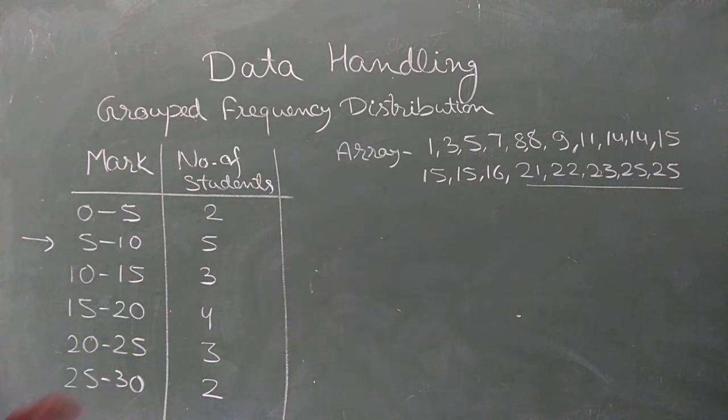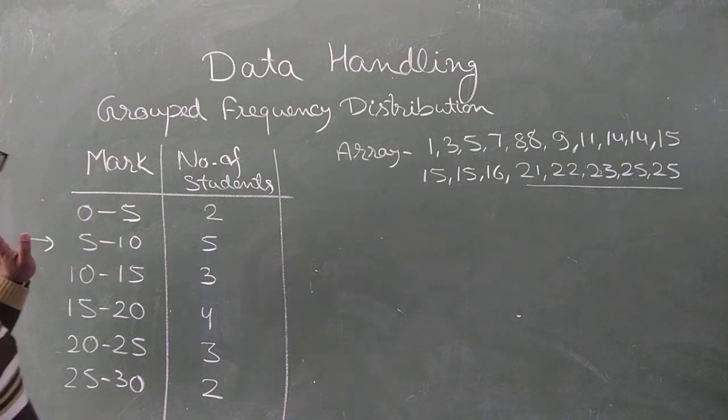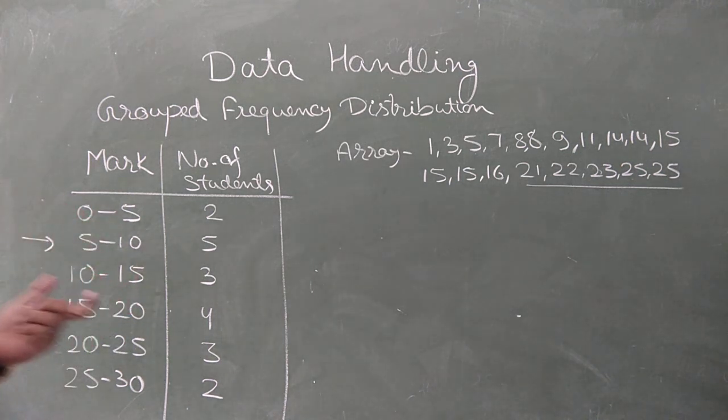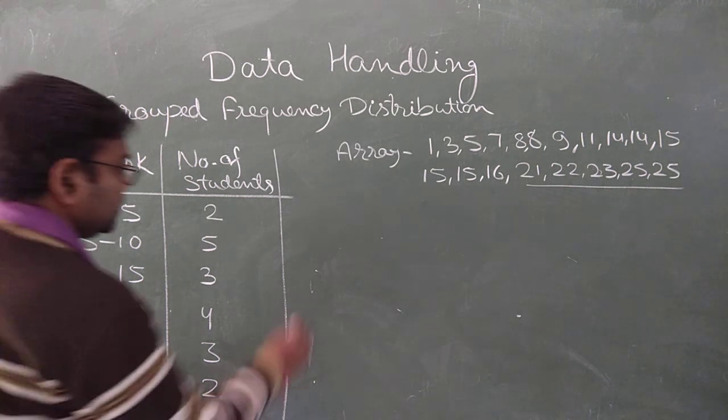This arrangement, as you are obtaining, is known as your class. 0 to 5, this is a class. What is the class size? Class size is actually the difference between the upper value minus lower value. Class size is a difference, that you can say range.